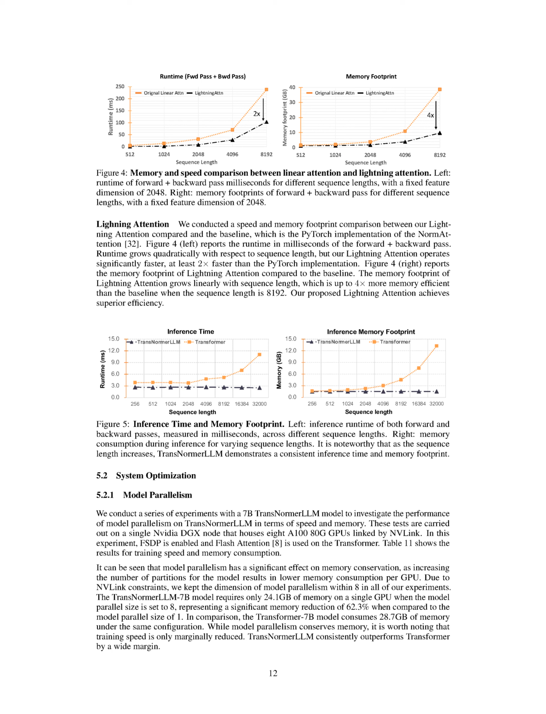When we set the model parallel size to 8, the TransNormerLLM 7B model only needs 24.1 GB of memory on a single GPU. This is a substantial memory reduction of 62.3% compared to when the model parallel size is 1. In contrast, the Transformer 7B model uses 28.7 GB of memory under the same settings. It's important to note that while model parallelism helps save memory, it only slightly reduces the training speed. The TransNormerLLM consistently performs much better than the Transformer.